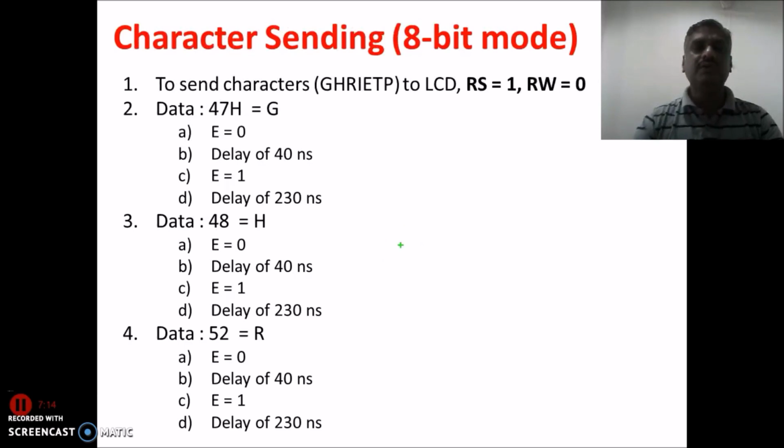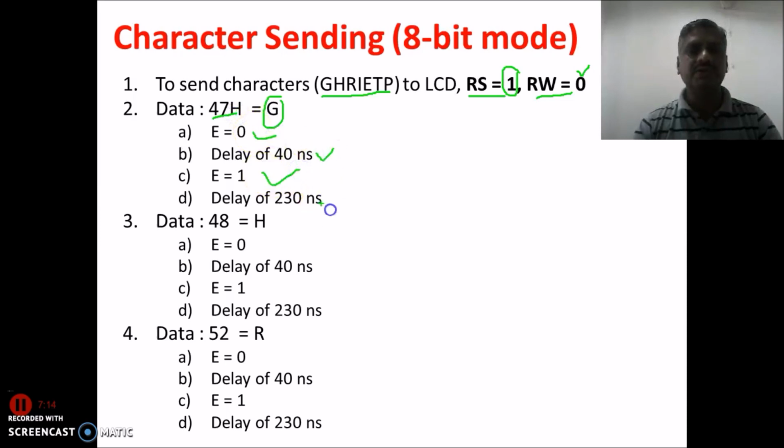Now here suppose we want to transmit the characters GHRITP and display them on the LCD. Initially we worked on the commands, now we are working on the data. Here RS must be 1 now, because RS is equal to 0 when we are sending the command and RS is equal to 1 when we are sending the data. This RW, that is the write signal, must be 0 in both cases, in case of the command as well as in case of the data. Now here I am planning to display G, which is 47H. Again E is equal to 0 for 40 nanoseconds, E is equal to 1 for 230 nanoseconds.